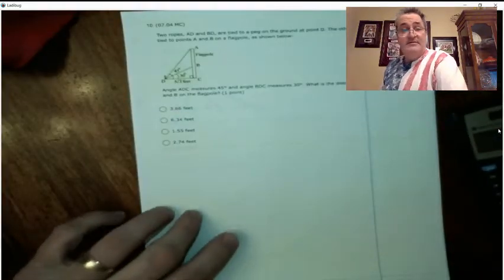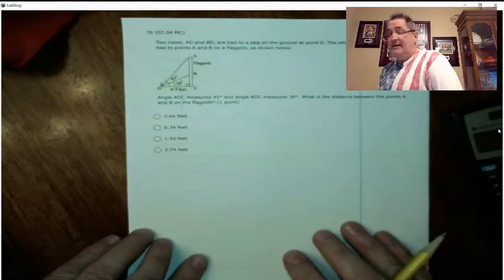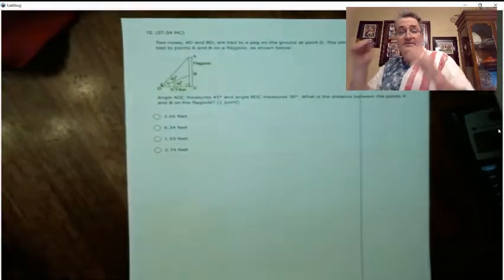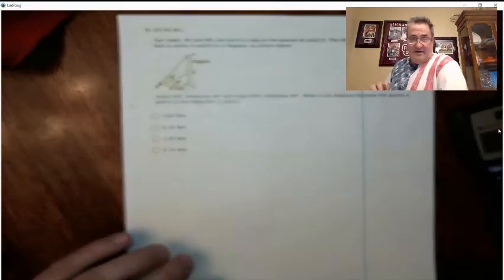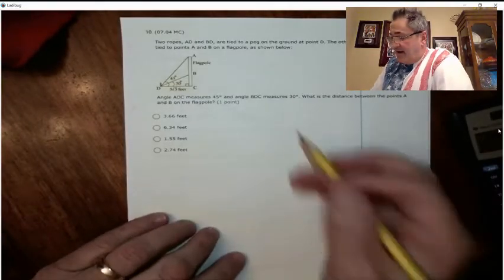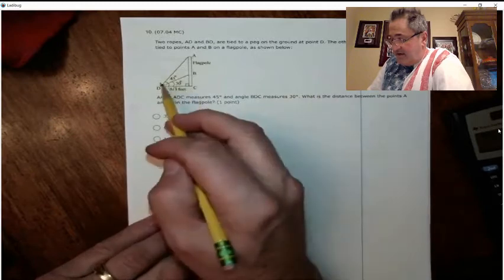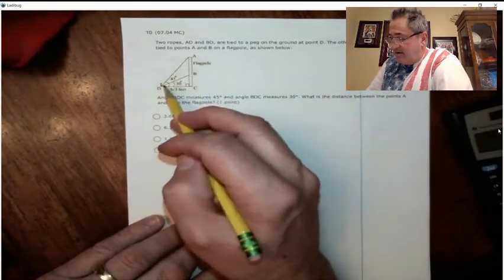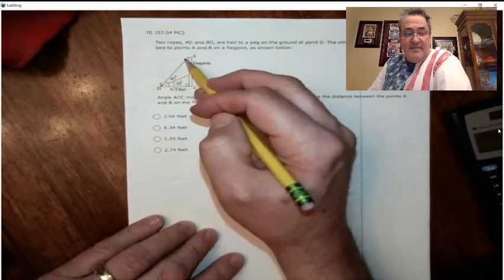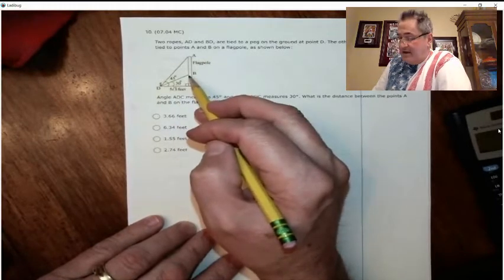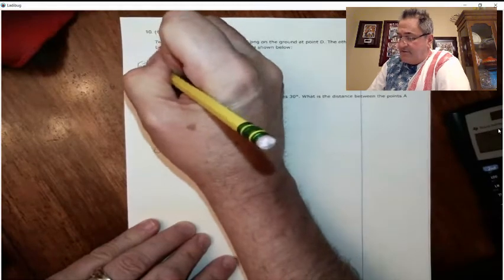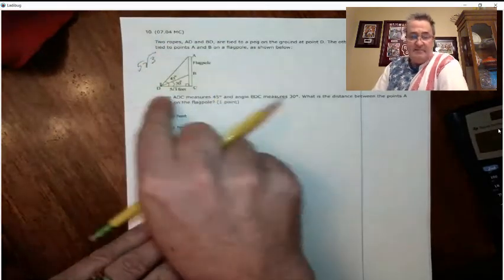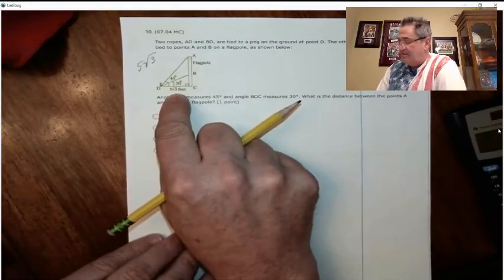Here are 2 ropes, AB and AD. All right, they are tied to a peg on the ground at point D. So here's our peg. That one's tied there, that one's tied there. So that makes a 45-degree angle, and that makes a 30-degree angle. And this distance down there says 5 times the square root of 3. Right there. That's a number.